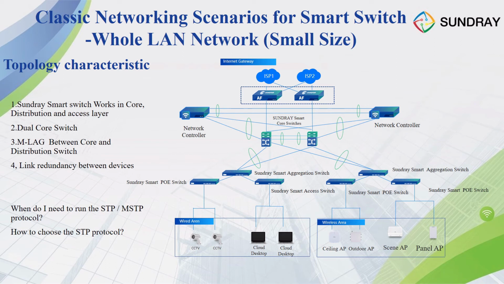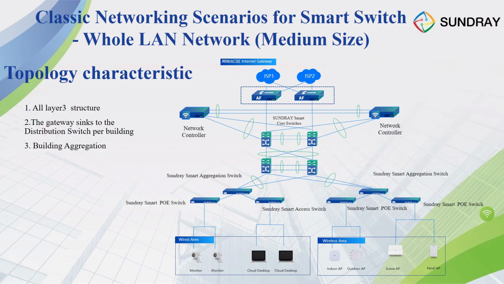We only need to make sure that the core switch is capable of managing the whole network, because the other switches are actually not that important. They just provide the connection. For the small size, the most important is the core switch. The others are just like pipes.